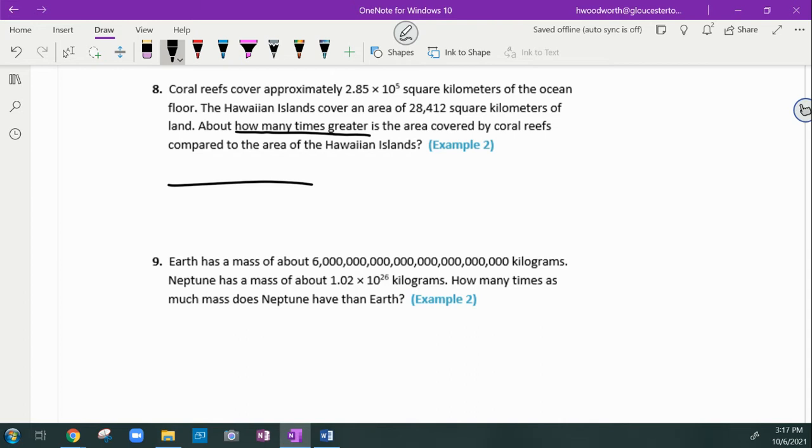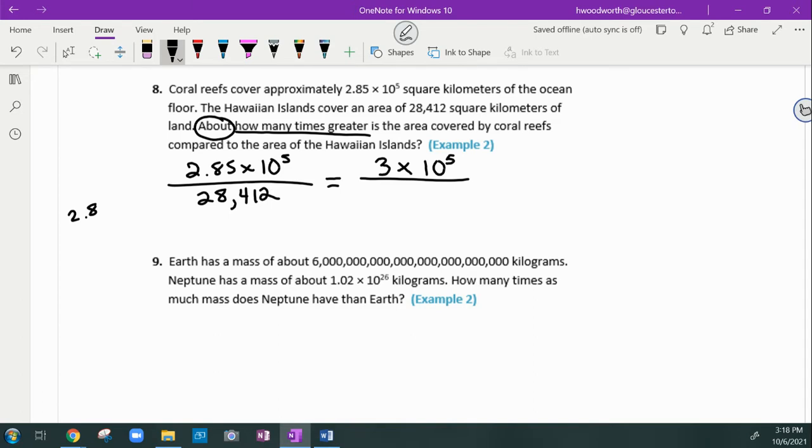Let's see. One, two, three, four, five. Okay. 2.85 times 10 to the fifth and 28,412. So then we're going to divide these. But first, we want to get them in the same format, and it says about, so we're going to round. So this is about, I'd say that's about 3 times 10 to the fifth. And this is, let's see, oh, I should have kind of written it and then rounded, but I'll do it over here.